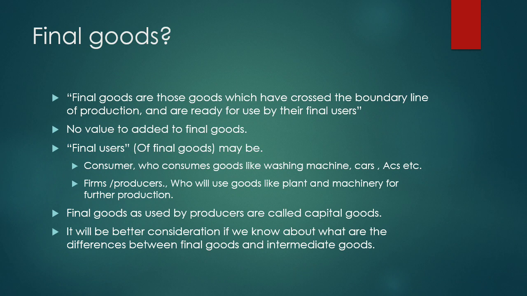Now we talk about final goods. What is final goods? Final goods are goods which have crossed the boundary line of production. What is the boundary line of production? I have a specific boundary for the specific goods. I can produce that raw material, that wood, in a specific form, that is a table. So the table is my final goods, it is my production boundary line.